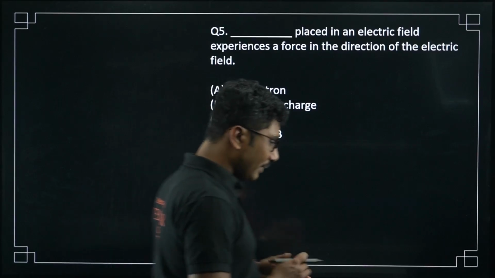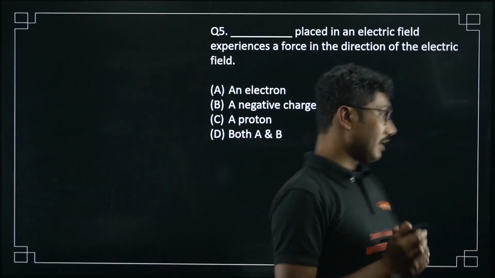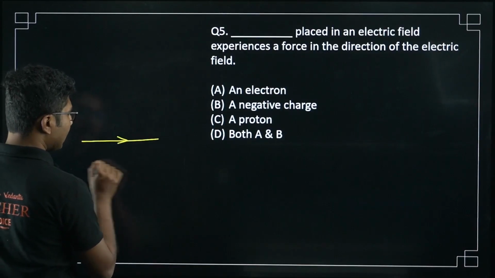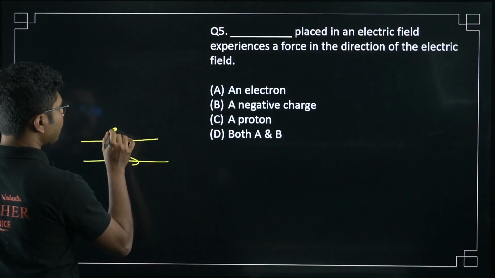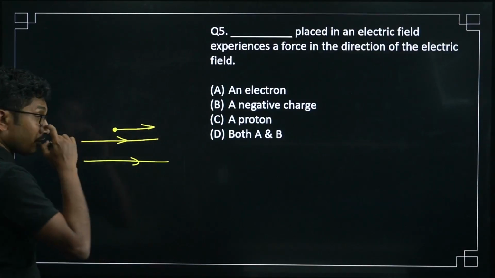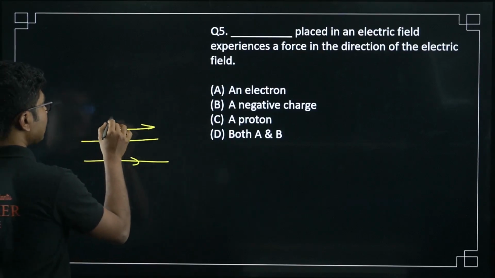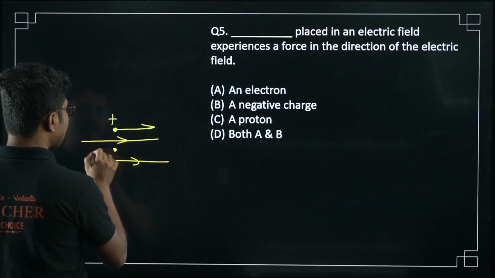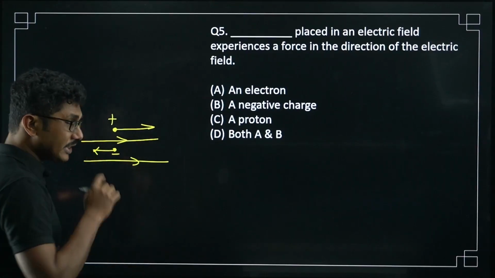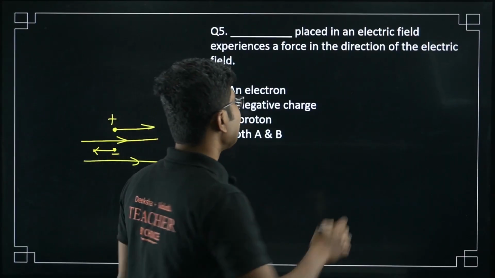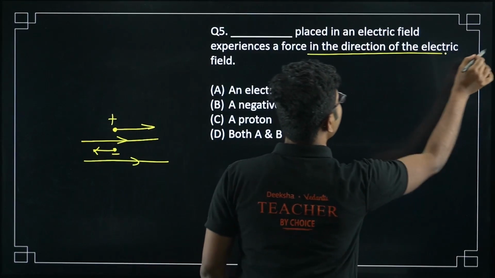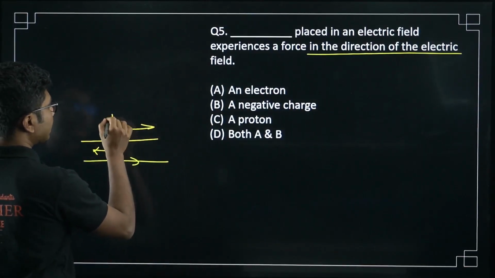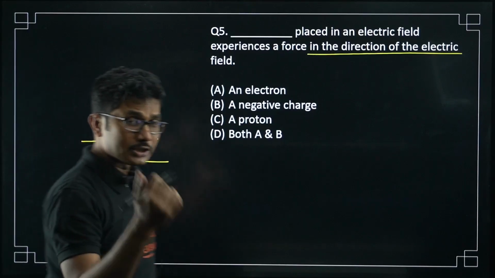So when you place some charge, we always know that when you place a charge in the electric field, the charge experiences a force in the direction of the electric field if the charge is positive, and if the charge is negative, then it experiences a force in the opposite direction of the electric field. Here it is said that the force is in the same direction as the electric field. So what should be the charge? The charge should be positive.